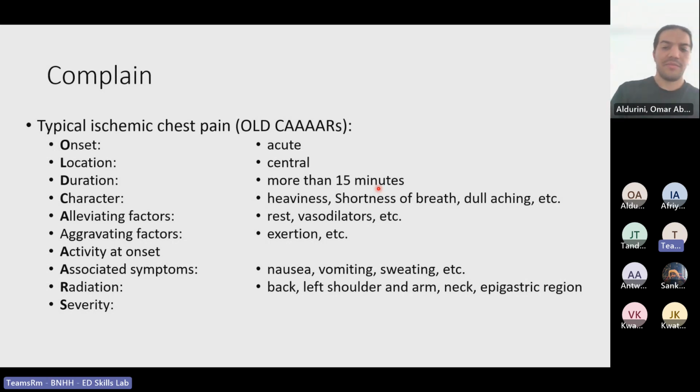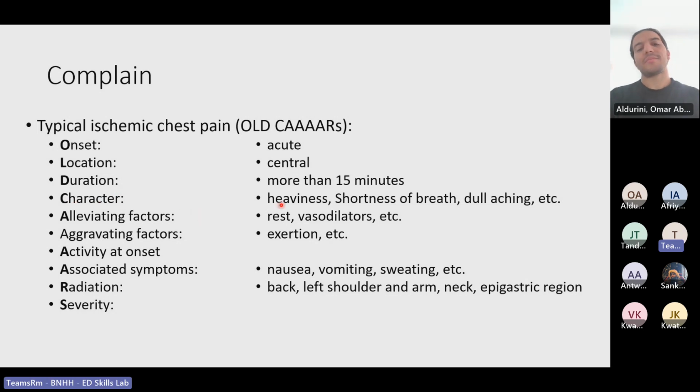Okay, not less than 15 minutes, because if it's less than 15 minutes, it might usually be something muscular or some reflux, something else rather than the heart. If ischemia happens, it stays. Usually it doesn't reverse back. So usually the pain will last more than 15 minutes.